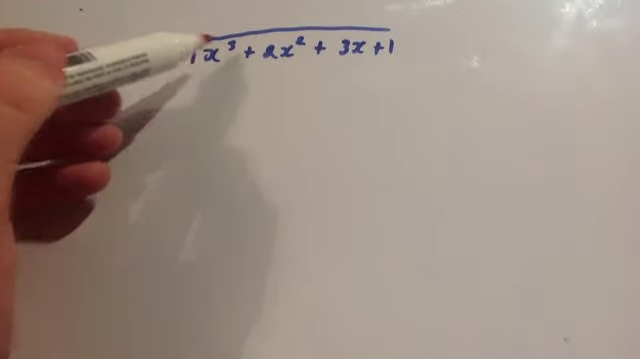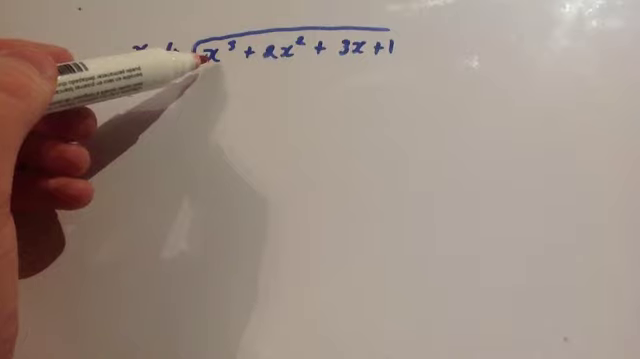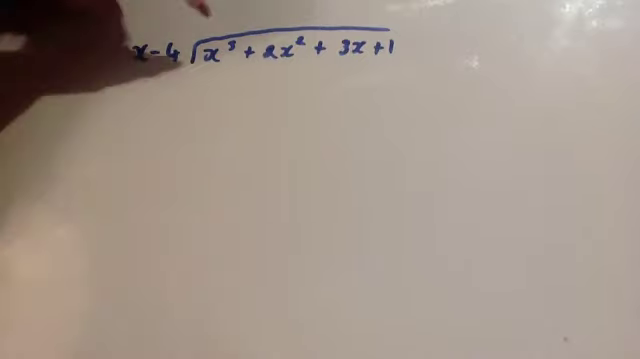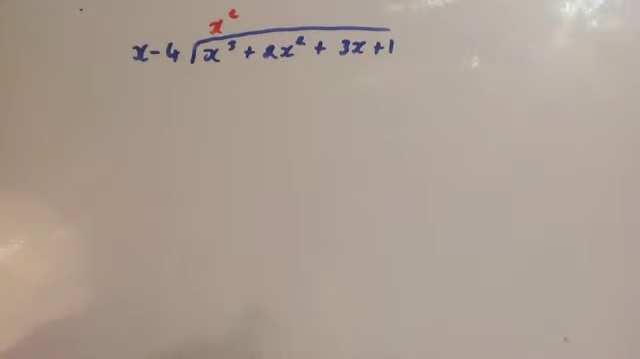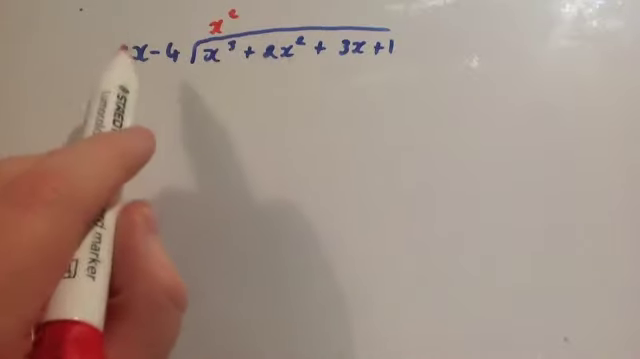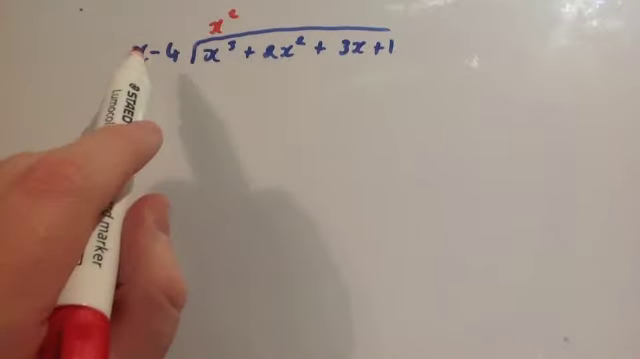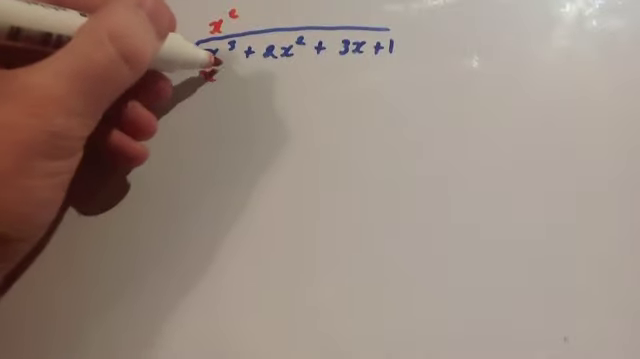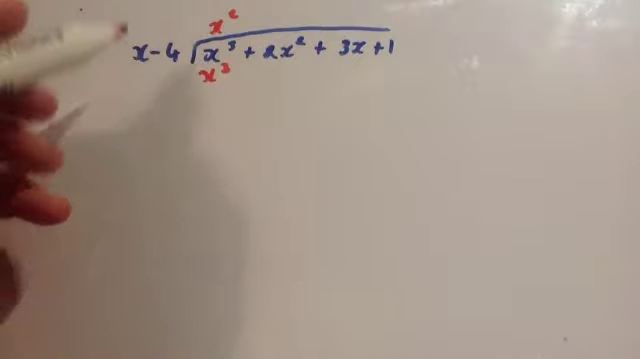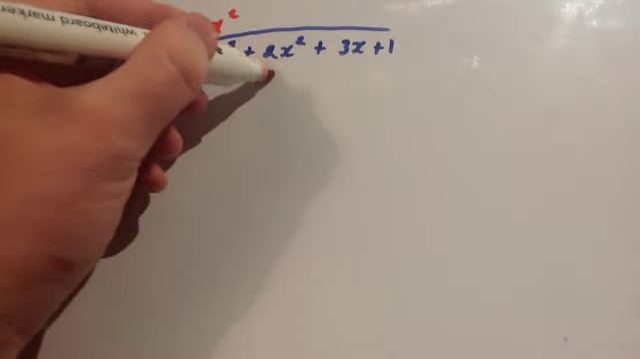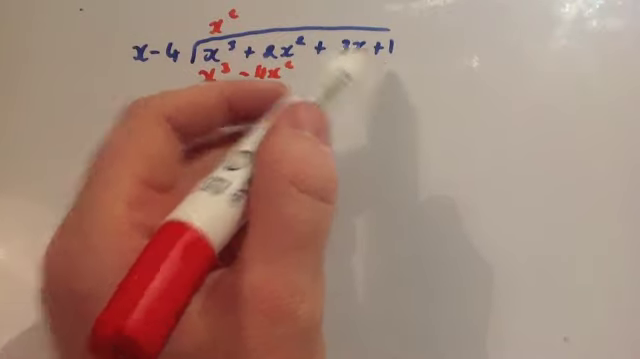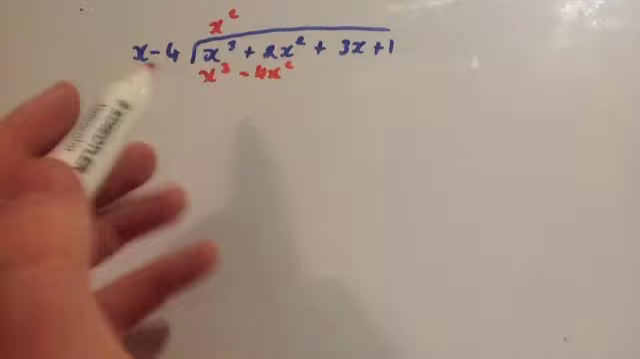So x cubed divided by x. You divide this term here by this term, so x cubed divided by x is x squared. The next step in your long division is to multiply your x squared by your x. So x squared times x is x cubed, and write it beneath the x cubed. And x squared times minus 4 is minus 4x squared. We've got nothing here, because you've only got two terms when you multiply.